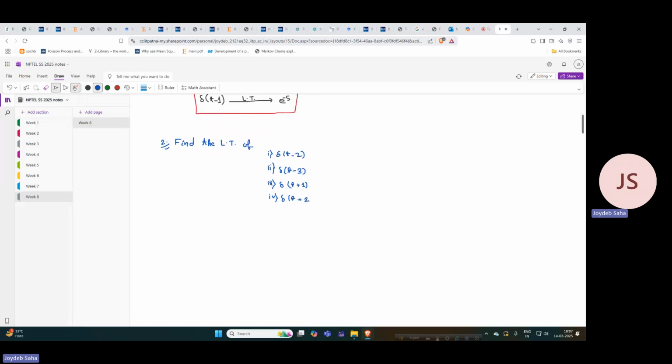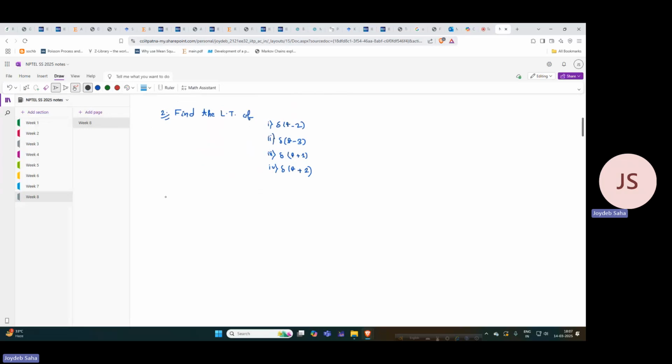So you first try to solve this problem. Take 2-3 minutes, try to solve these 4 questions and then match your answer with mine. And if you cannot, I will solve the question for you. So there are 4 questions, try to solve them by yourself. Take 2-3 minutes.